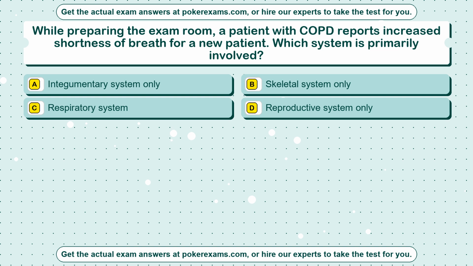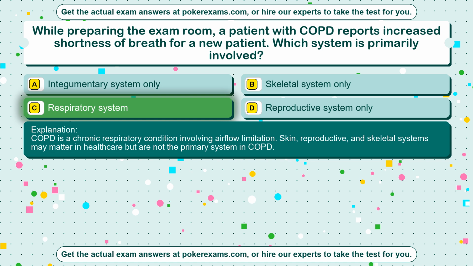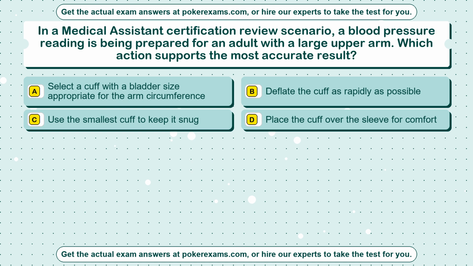Option A, integumentary system only. Option B, skeletal system only. Option C, respiratory system. Option D, reproductive system only. The correct answer is option C, respiratory system. COPD is a chronic respiratory condition involving airflow limitation. Skin, reproductive, and skeletal systems may matter in healthcare but are not the primary system in COPD. Question 55. In a medical assistant certification review scenario, a blood pressure reading is being prepared for an adult with a large upper arm. Which action supports the most accurate result?